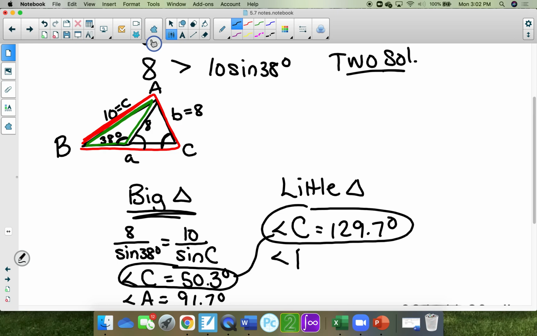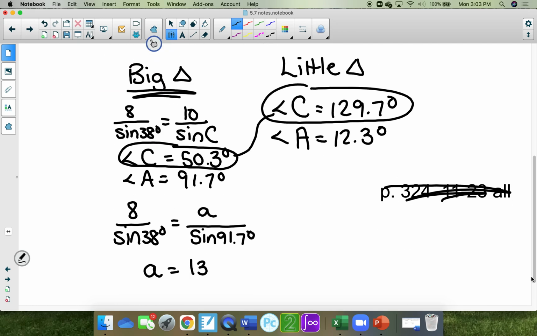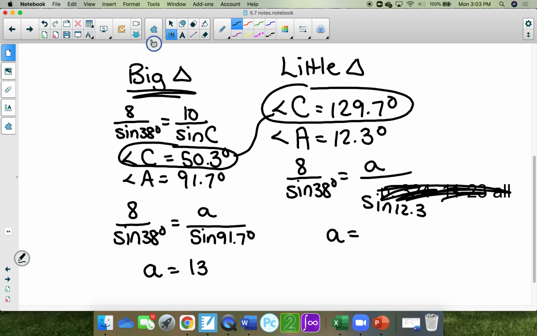And then we have to find angle A. Well, we already know that B is 38 for both of them. So add 38 and 129.7 and subtract from 180. And you're going to get 12.3 for the little triangle. And then you also have to do this one more time. 8 is to the sine of 38, as little a is to the sine of 12.3. Cross multiply and you're going to get little a as 2.8.